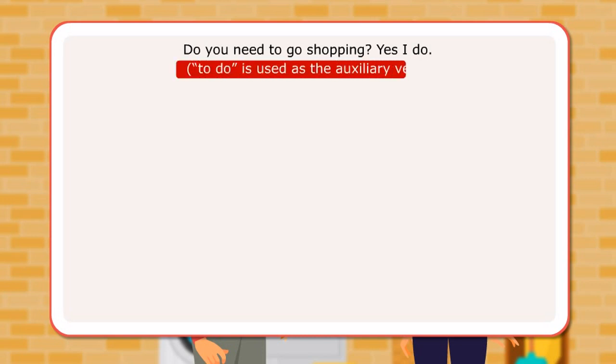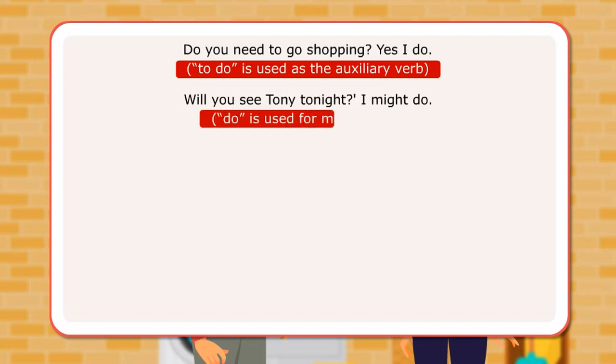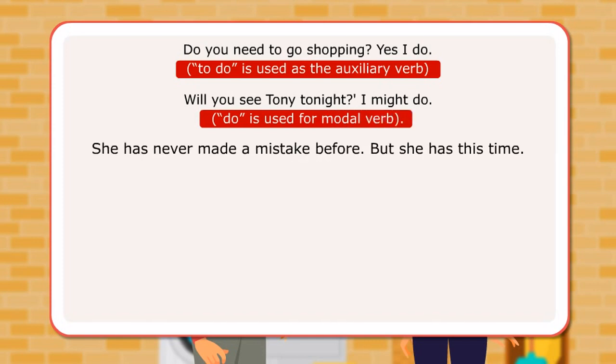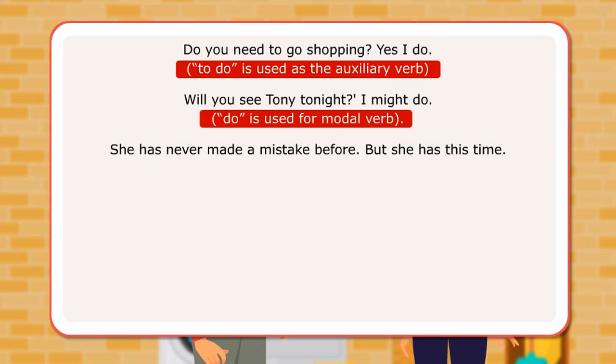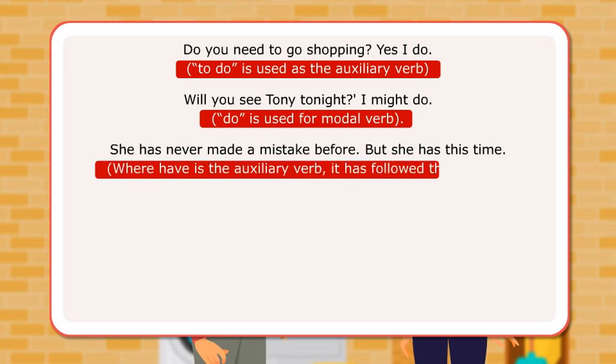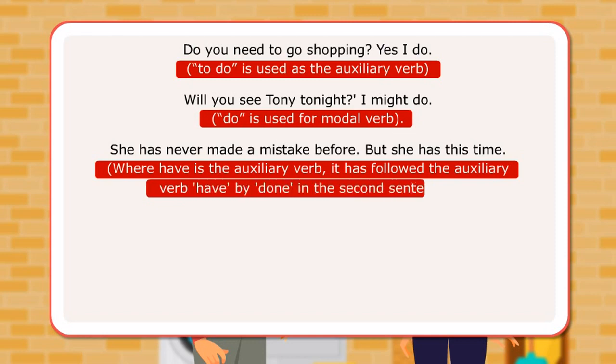Let us look at a few sentences. Do you need to go shopping? Yes, I do. To do is used as the auxiliary verb. Will you see Tony tonight? I might do. Do is used for modal verb. She has never made a mistake before, but she has this time. Where have is the auxiliary verb, it has followed the auxiliary verb have by done in the second sentence.